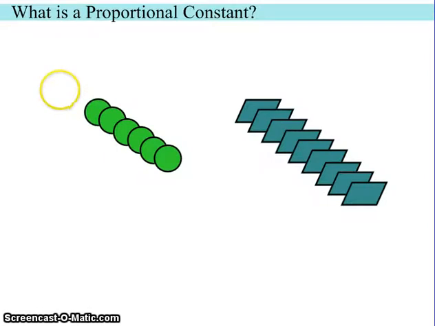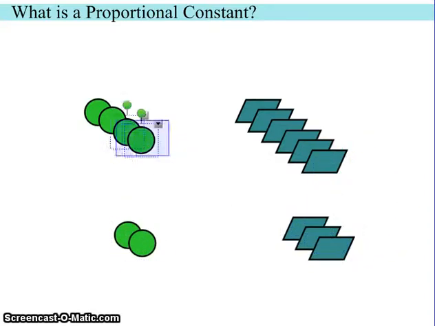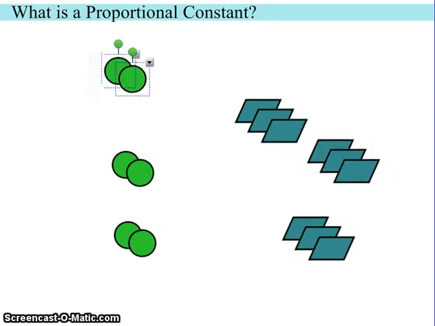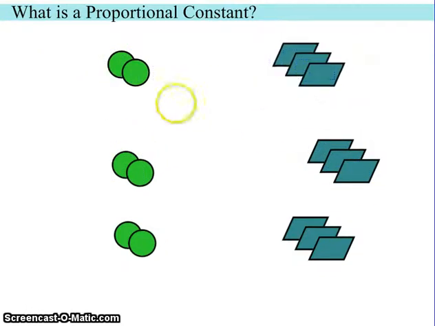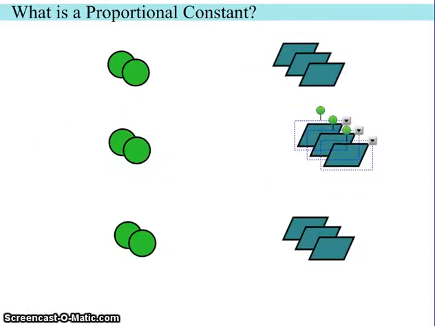Here, to look at this relationship, we can break it down even more. We try to figure out what it is per group. It looks like from the last example, we had for every 2 circles, we had 3 of the parallelograms. So in this case, it looks like we almost have our proportional constant. We want to say there is a ratio of, in this case, 2 to 3. For every 2 circles, you've got 3 parallelograms.